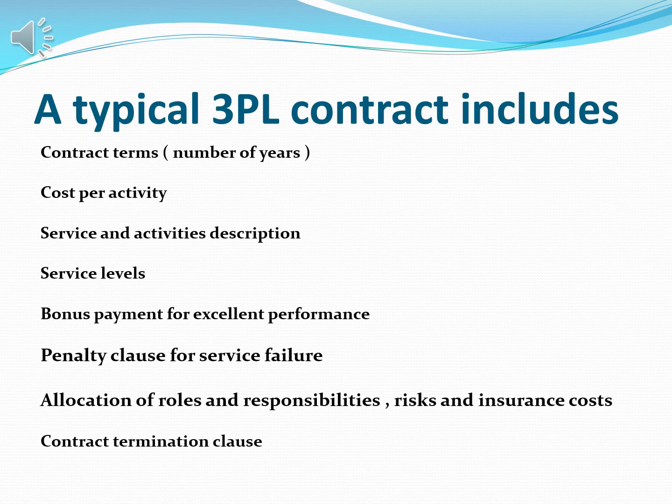A typical 3PL contract includes contract terms, number of years, and cost per activity. So we chalk out, if it is per human hour or per activity, how much they are going to charge us. If the warehouse is per square feet, per label, or something like that. Service or activity description, service level, what kind of service level they are going to provide us, and the bonus payment for excellent performance, penalty for service failure, or not doing it properly or on time, allocation of roles and responsibilities, risk and insurance cost, and contract termination clauses.